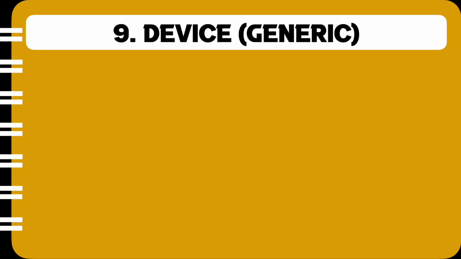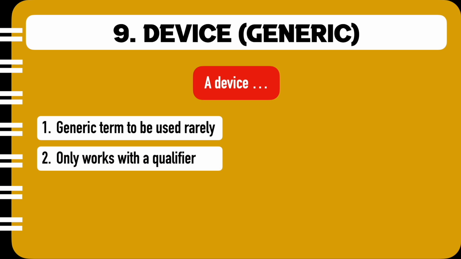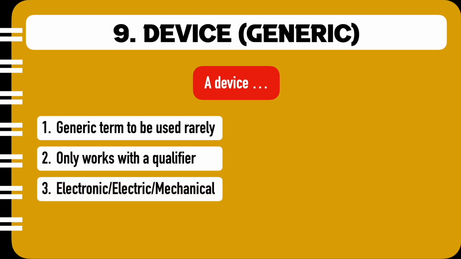Moving on to the last category in this section is a device. A device is a generic term to be used rarely. Only when you cannot find any other word which fits into your definition should you fall back upon the word device. Now, this word device only works when used with a qualifier. By a qualifier, I mean an adjective, which can be, say, electronic, electric, or mechanical.